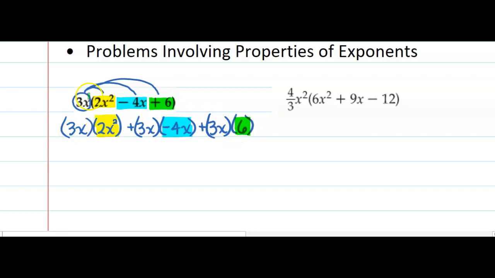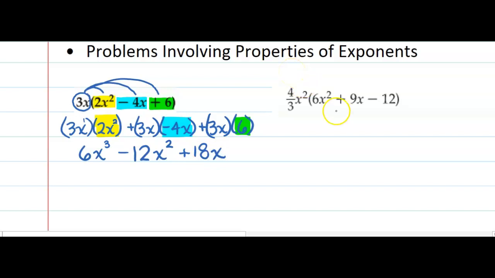We're distributing the 3x. Now we apply our properties of exponents. 3 times 2 makes 6. X times x squared, remember that's a 1, makes x to the 3rd. Positive 3 times negative 4 makes negative 12. X times x makes x squared. And finally, 3 times 6 makes 18. X.